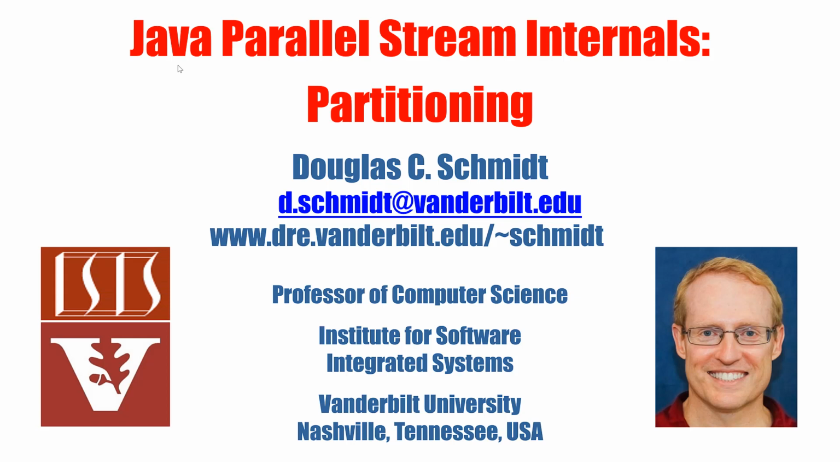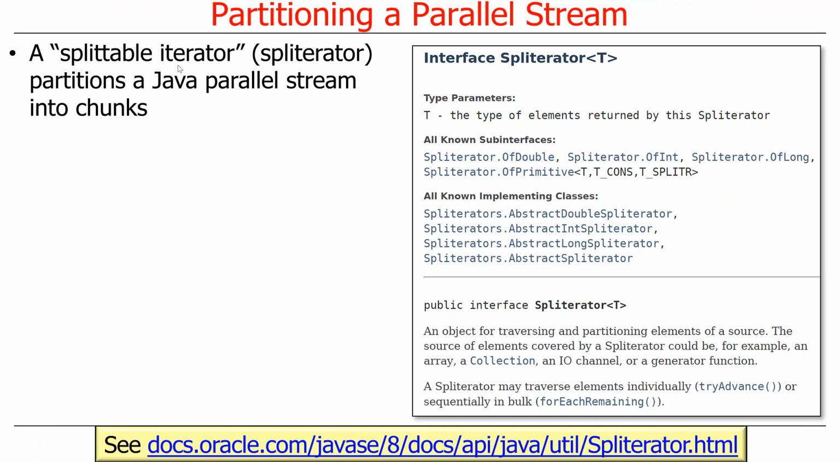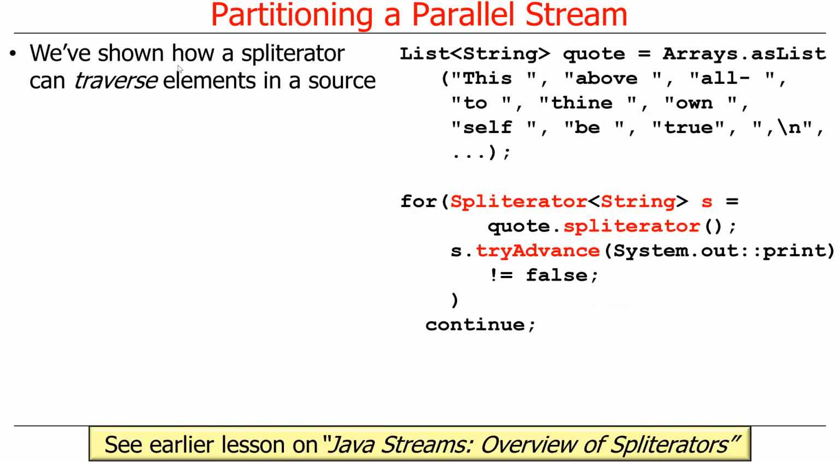So now that we've talked about ordering, let's go back and revisit partitioning, and we'll take a look at how parallel streams partition a data source up into chunks. This is really what the spliterators are doing. Before, we've talked about what a spliterator is. Remember, that's a splittable iterator that's used to do two things, traverse and partition.